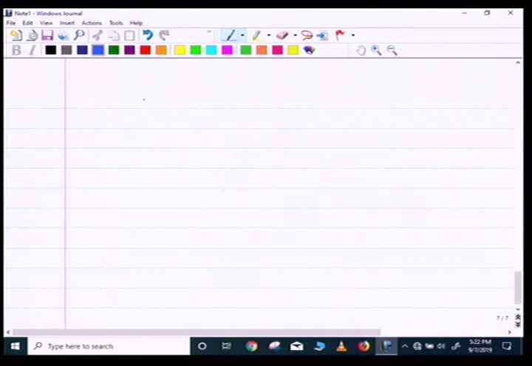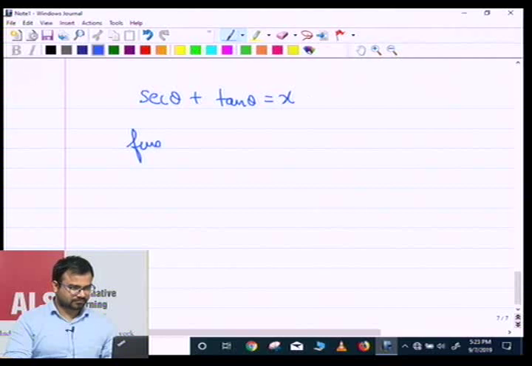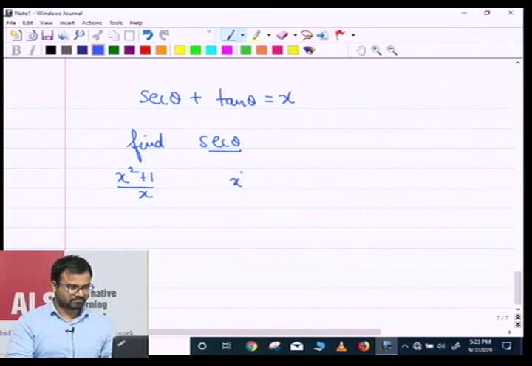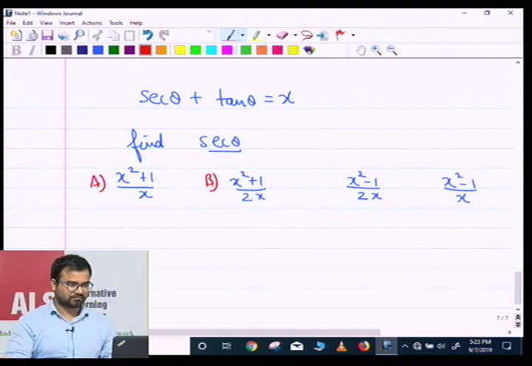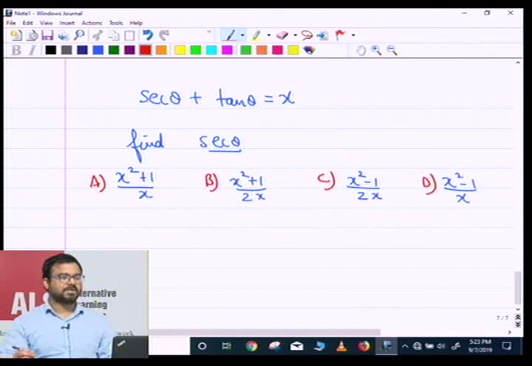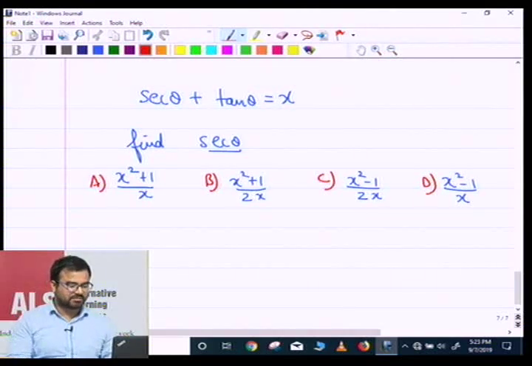Okay, so try this one. If sec theta plus tan theta is equal to x, then what will be sec theta? A, B, C or D?